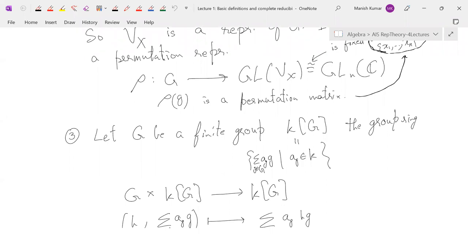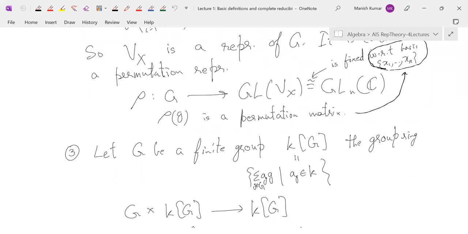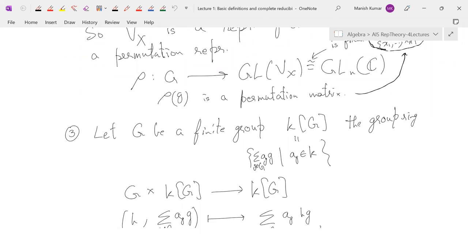Think of this vector space KG, whose elements are the summation of a_g times g, where a_g is in the base field K. K could be C or R or whatever. What is the dimension of this vector space KG? It is the same as the size of G. And this vector space is not just a vector space; it's actually a ring. You can multiply two elements, so it's called a group ring. Because elements of the group you can multiply, you extend that multiplication linearly to these sums as well, and that makes KG into a ring.